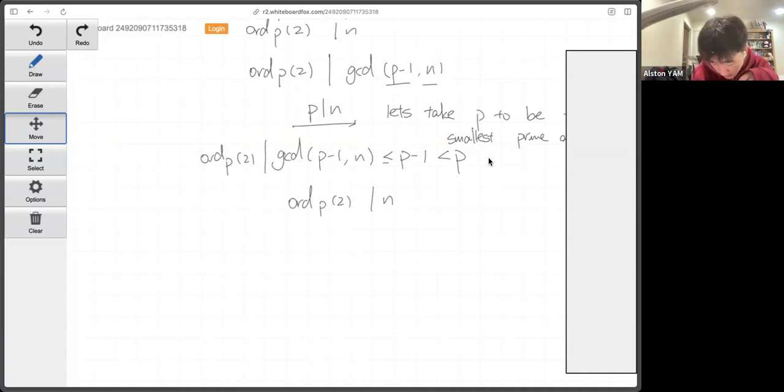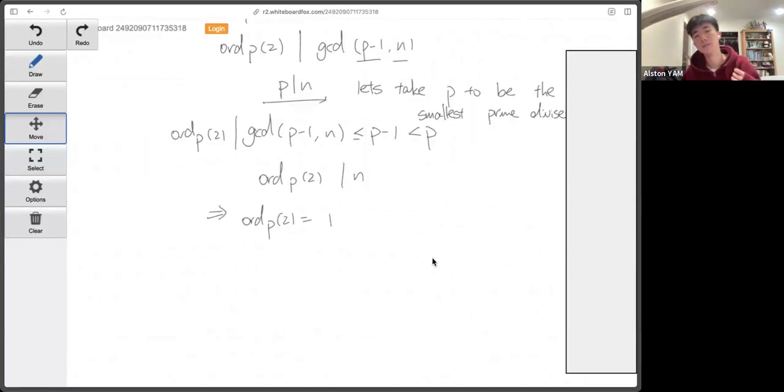So that forces the order of 2 with respect to p to be equal to 1. Right, we can think about this. Because if we have a divisor of a number, and it's also less than the smallest prime divisor of that number, then whatever this mystery number here is, it must be 1.